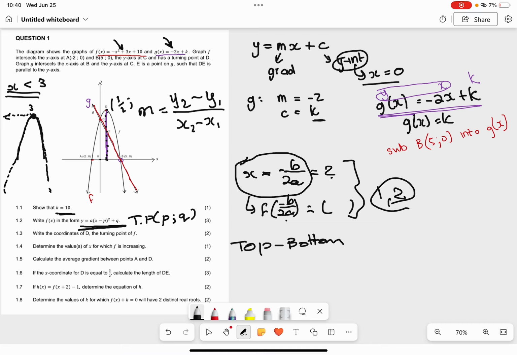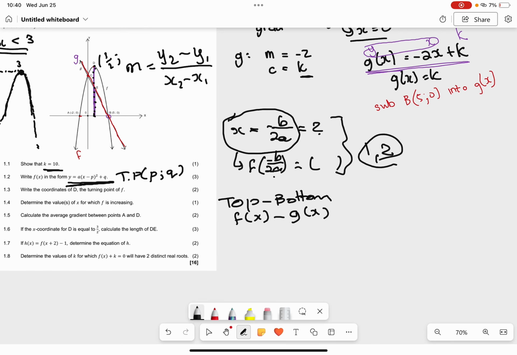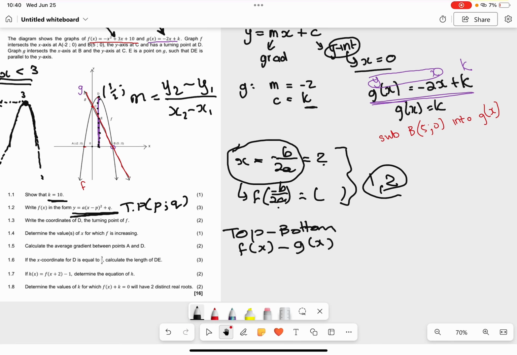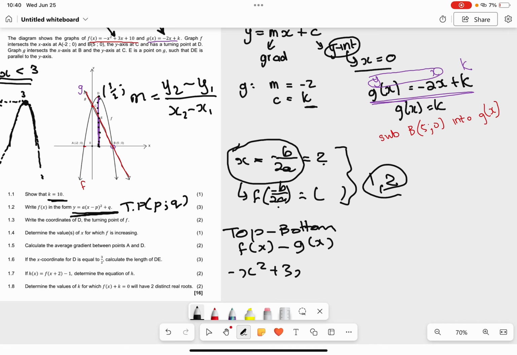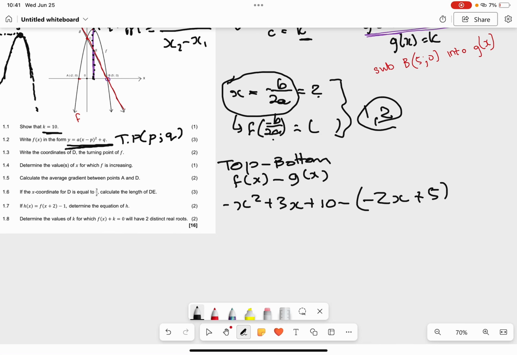You're going to say the top graph. What's the top graph there between D and E? The one on top is f of x, hey? And the one on the bottom is g of x. So you're literally just going to substitute those values in. f of x, they gave us as negative x squared plus 3x plus 10, minus g of x, which is negative 2x plus whatever you got for k. Let's say you got 5. Now you're going to say negative x squared plus 3x plus 10 plus 2x minus 5, and then you simplify that.